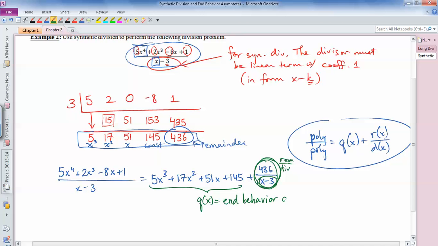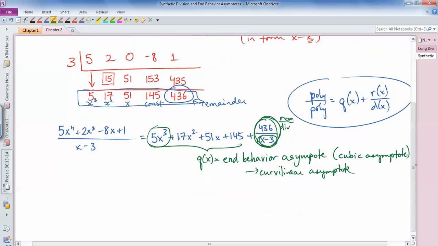And in fact, it's called the end behavior asymptote. And in this case, it's an x cubed term, so it's a cubic asymptote. And remember, cubics are curved, and all curved asymptotes go into the family curvilinear asymptote.